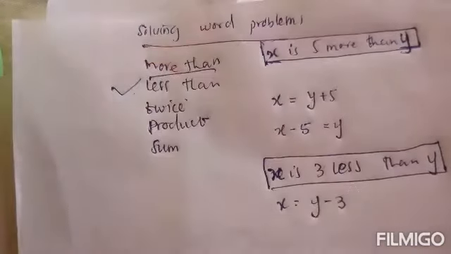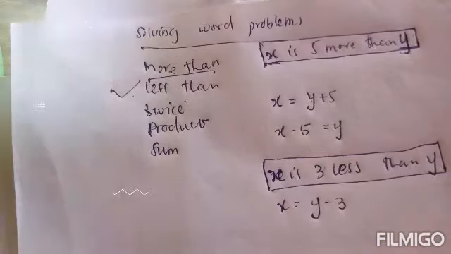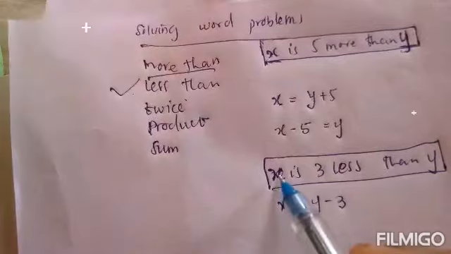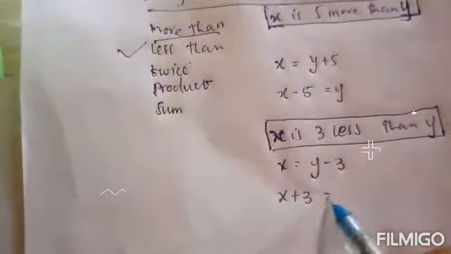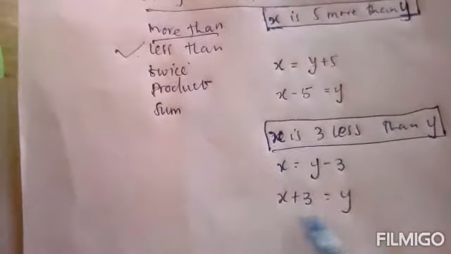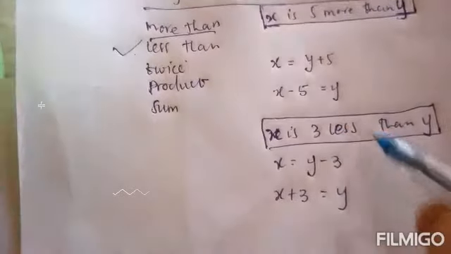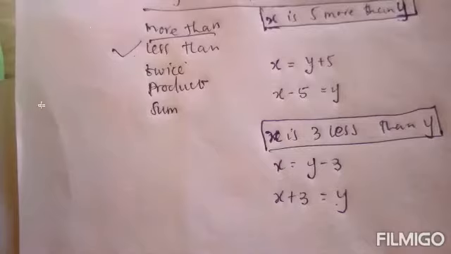You understand? You can also write it the other way. If x is less than y and it's by 3, when you add 3 to x, what do you get? So x plus 3 should give you y. You understand? When you subtract 3 from y, you should get this x. So you can write this one both this way or the other way. You get it? Okay.